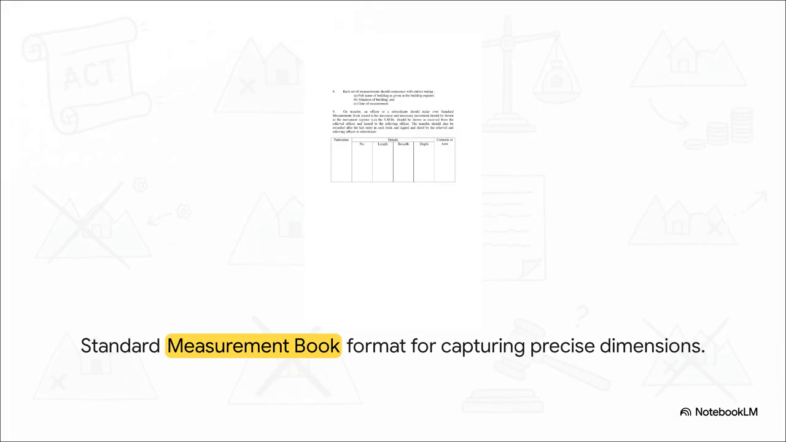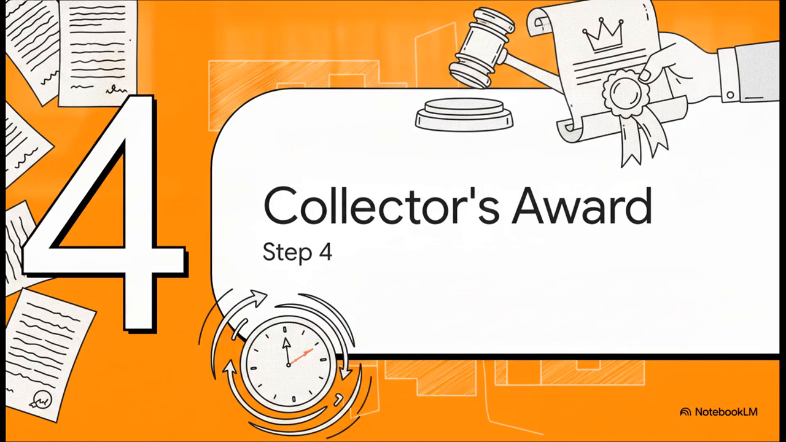To do this right, officers have to use standard measurement books to obsessively record the length, breadth, depth, and total area. You absolutely need this airtight mathematical record. Why? Because you want zero discrepancies or legal challenges down the line regarding the actual volume of land you're taking. It has to be bulletproof. Let's shift gears to Step 4, the collector's award timeline.